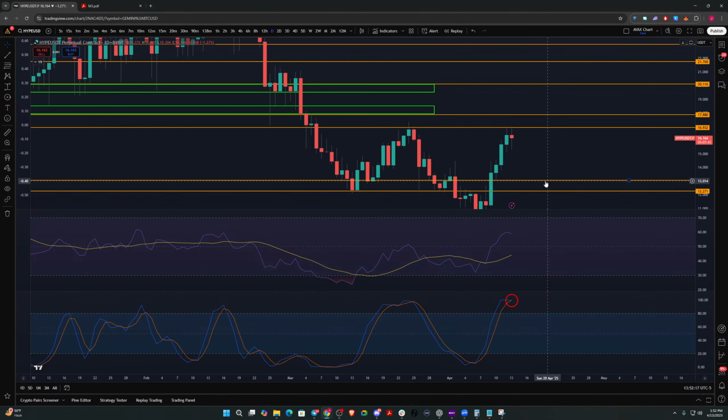Support's going to be at around $13. So if you want to take intraday profits, around $14.70. This resistance turns support.